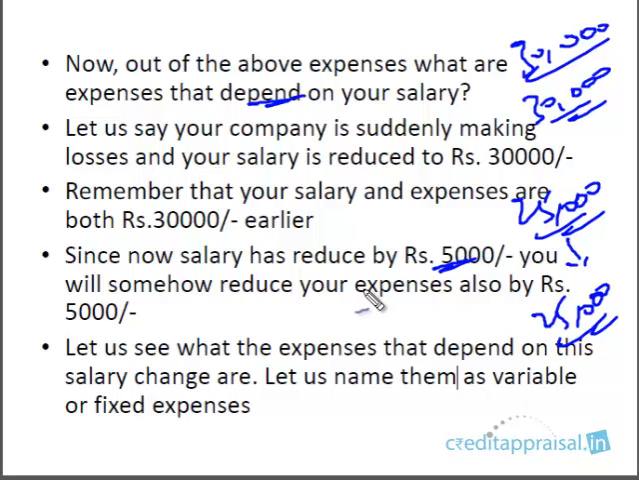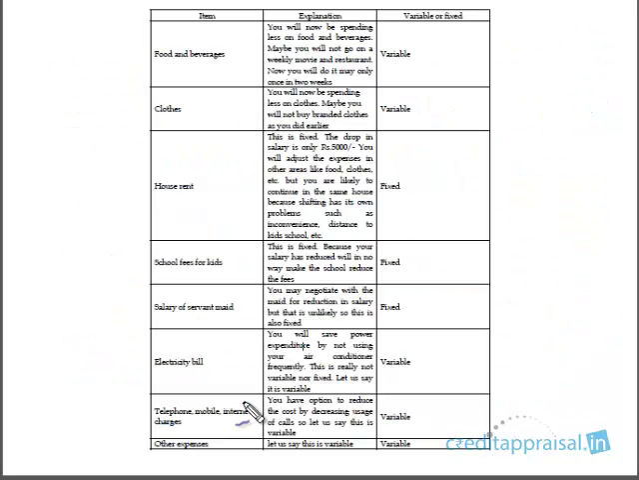What are the terms we are using? Variable expenses and fixed expenses. Let us see what they are. Let us classify that. I hope this font is clear. If not, please zoom it. So food and beverages. Please see the scenario. Your salary has dropped by 5,000. So somehow you have to reduce your expenses.